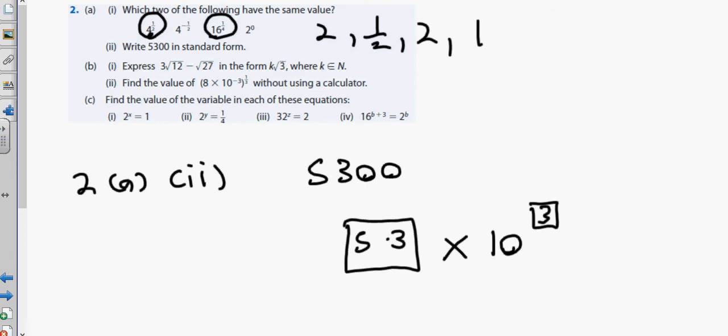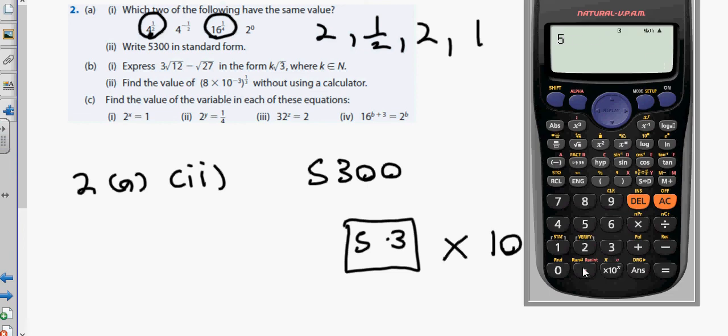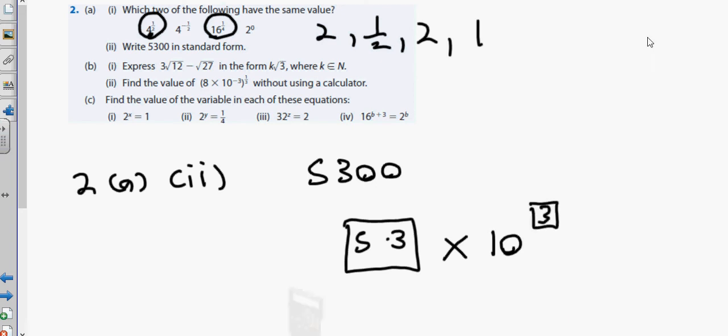Now you can test this out, just make sure it's the same answer. So 5.3 multiplied by 10 to the power of 3 gives you 5,300, so you know they're the same value as each other. Okay. Now 2b part 1.